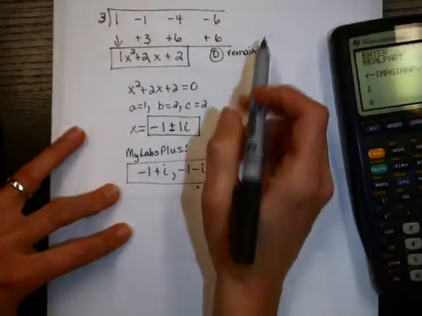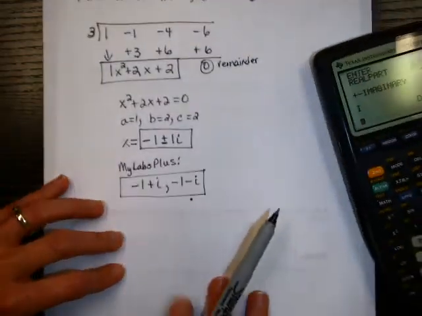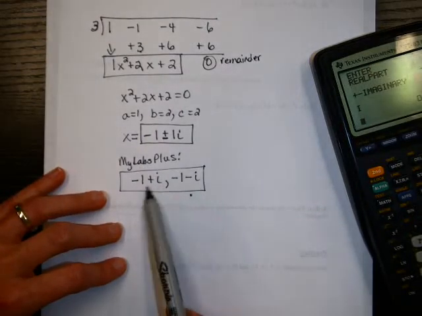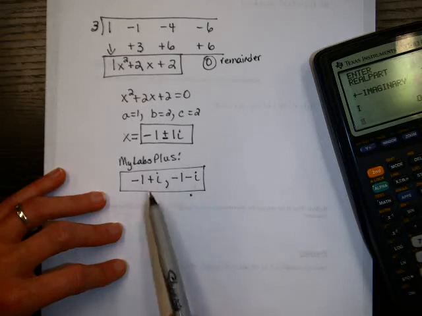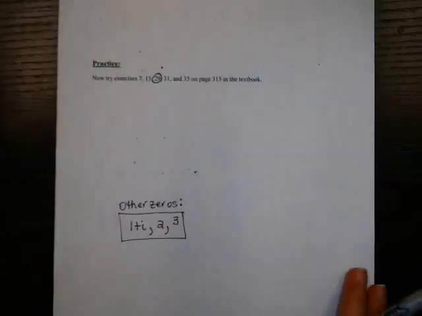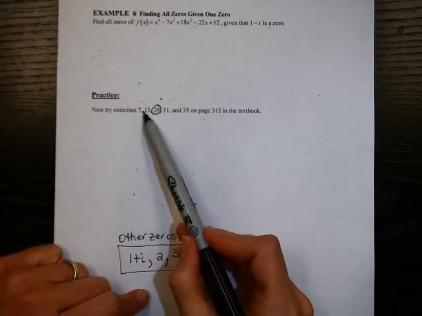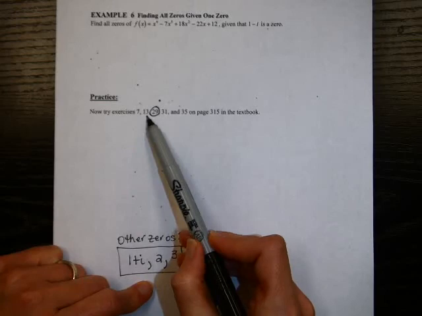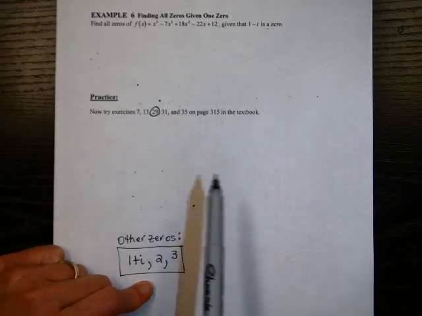So I just wanted to be sure and show you one that did not give you a complex number, but yet said to find all other zeros. So these would be my other two zeros I was looking for in number 29. Okay, so now you need to make sure, we've already worked 29 here, so work 7, 13, 31, and 35 on page 315, and you can check those in the back of your textbook.